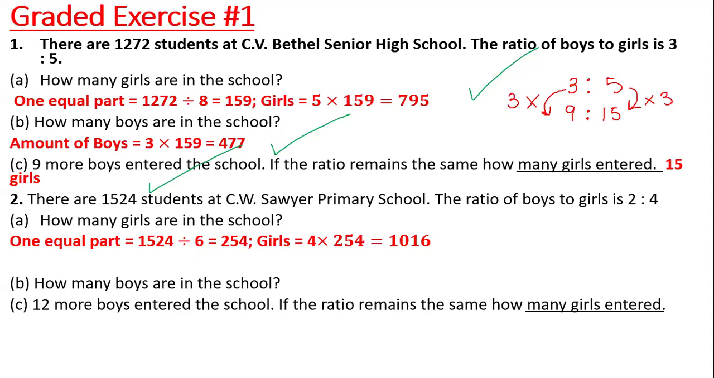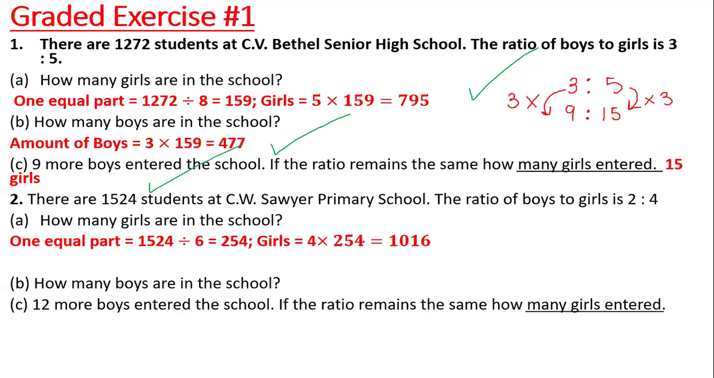Then we say 254 divided, we have to multiply that by what? 4. Why are we using 4? Using 4 because that's the ratio for girls. Good. And so it's going to give us what? 1,016. Very good. So that's how we get it.